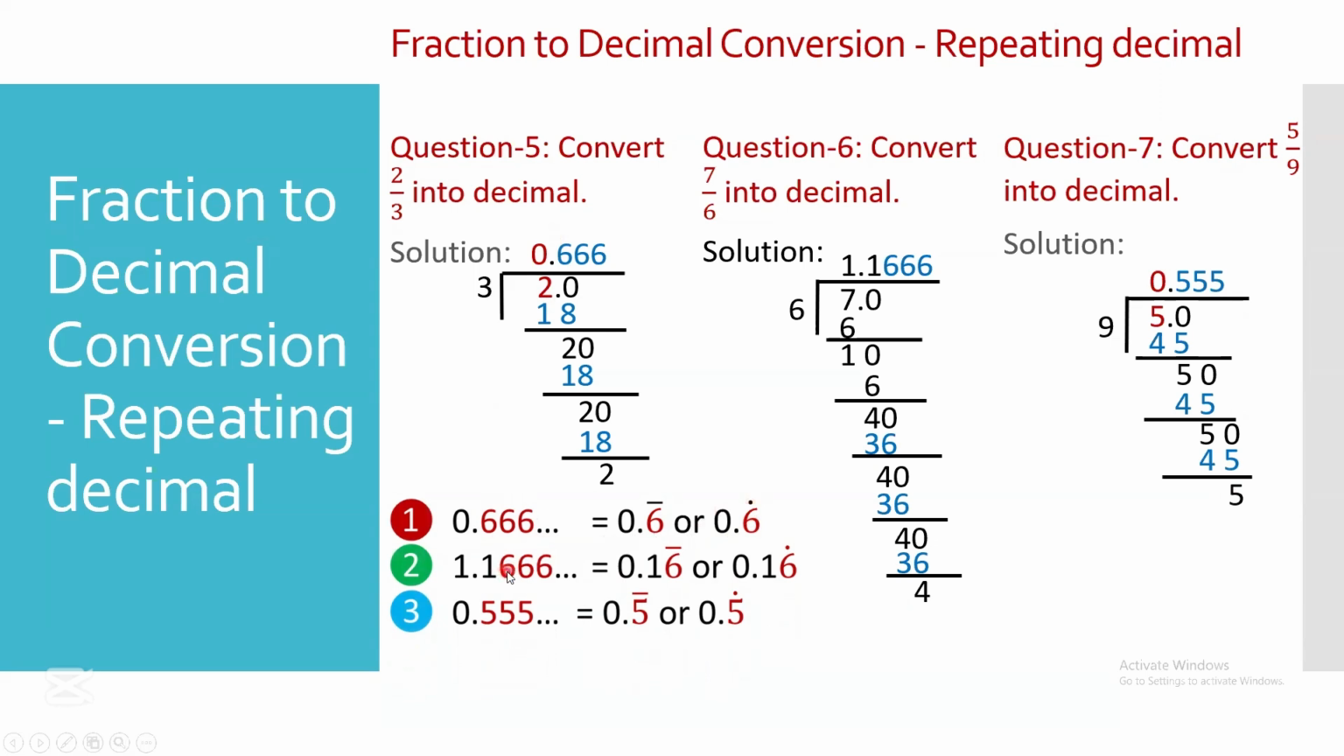Like here you see 1.166, this 6 repeats. So on 6, you have to put a bar or the recurring decimal sign here also. Now here you see 0.555. So 0.5 with a bar sign, or we can write 0.5 with a recurring decimal sign. Okay. So another name for the repeating decimal is recurring decimal.